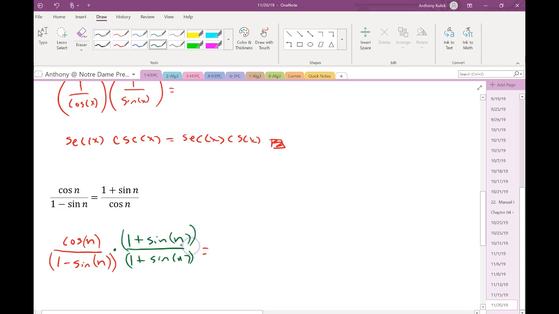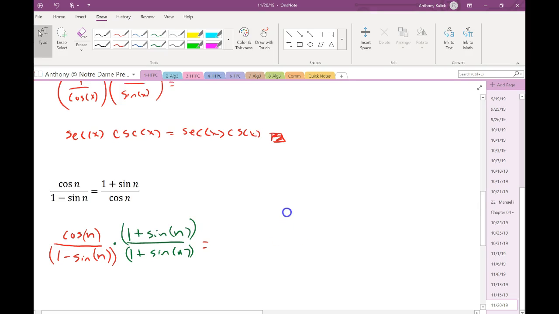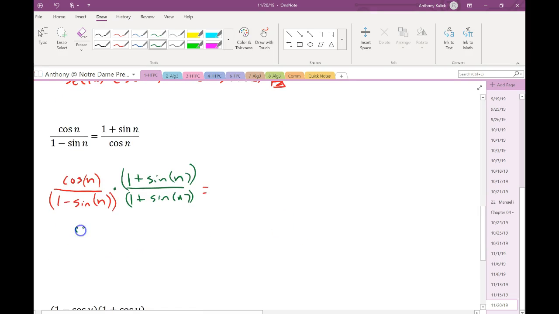What do I have in the denominator? I have a minus b times a plus b, right? Does everybody see that? Yes? Okay. So, what are we going to get when we FOIL that denominator out? Yeah, we get 1 minus sine squared x.